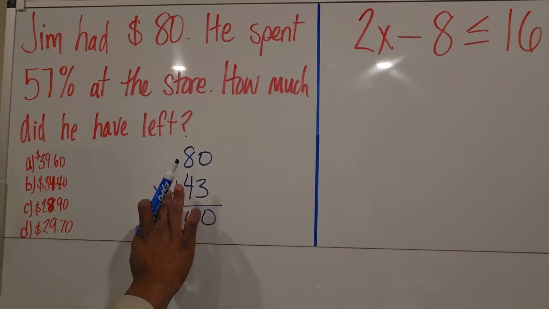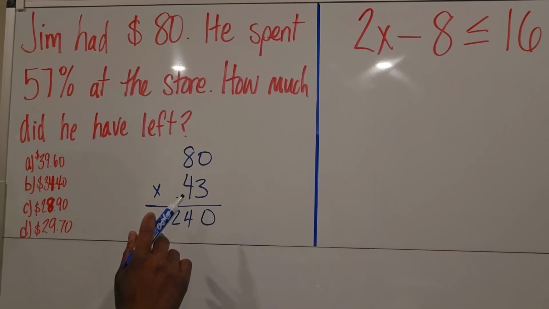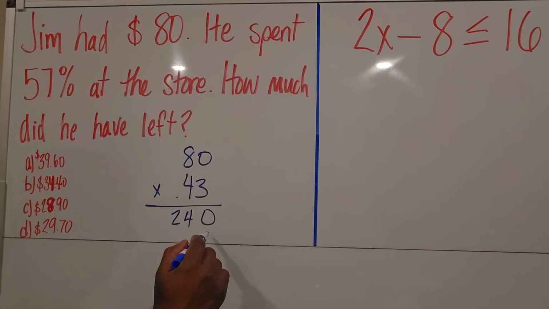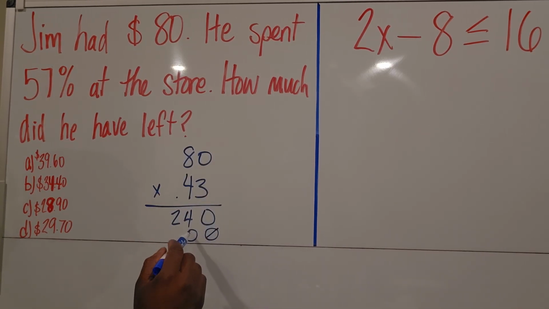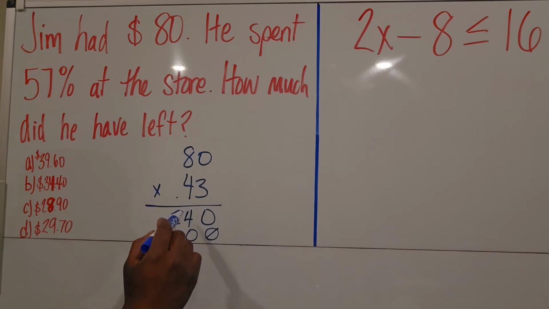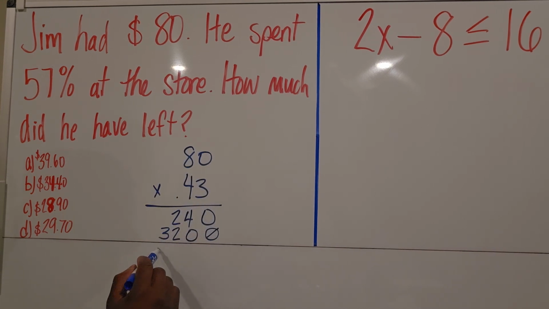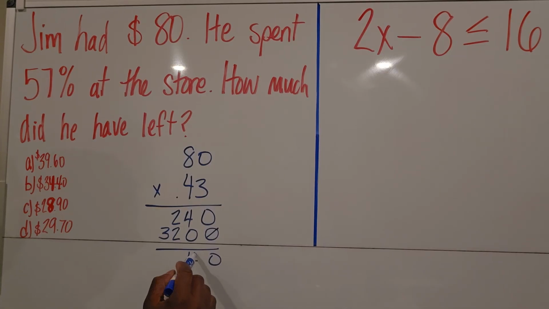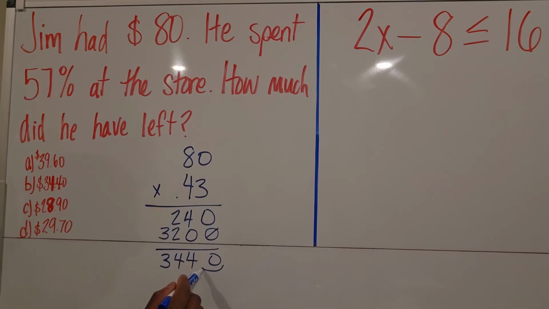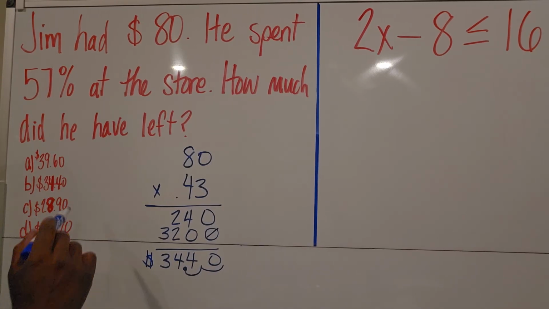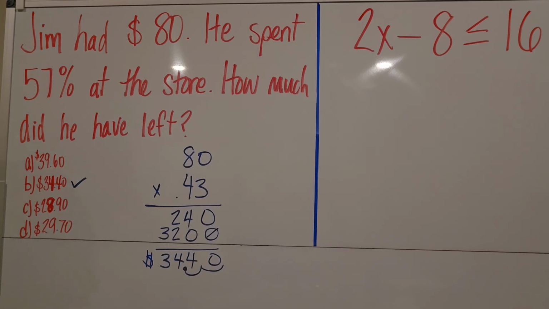You don't even need this 0 because that won't even matter. Go to the next one. What's 4? That's a placeholder. What's 4 times 0? That is 0. What's 4 times 8? That's 32. 0, 4, 4, 3. And how many decimal places do you got? 1, 2. The answer is going to be 34.4. Oh, there we go. B. That's your answer right there.